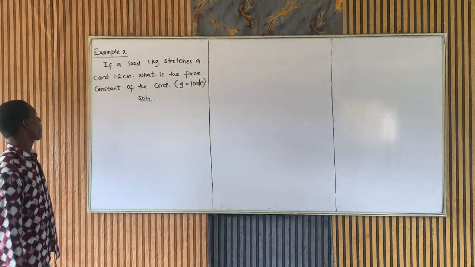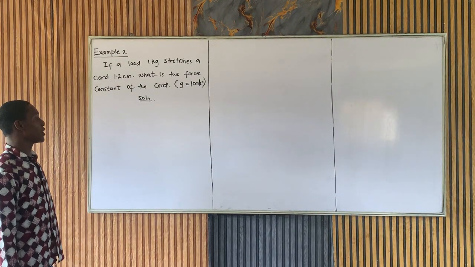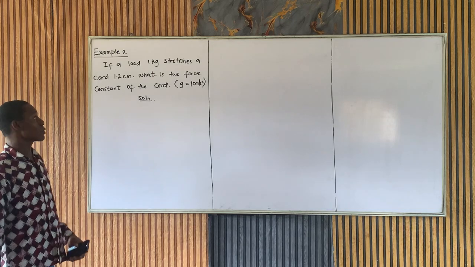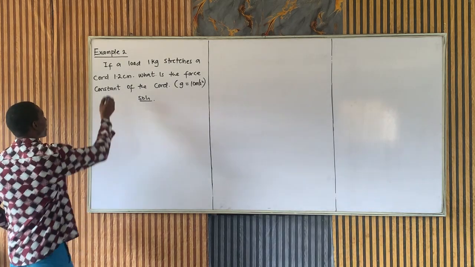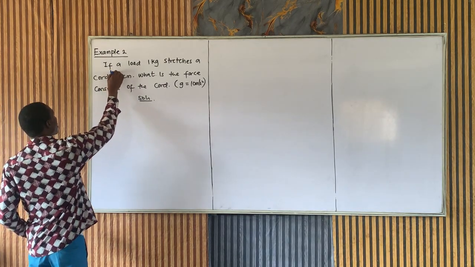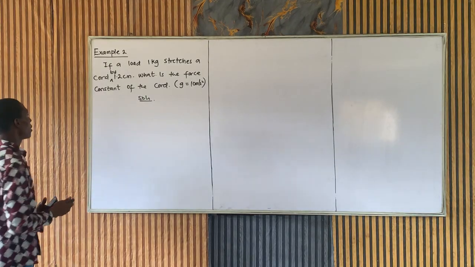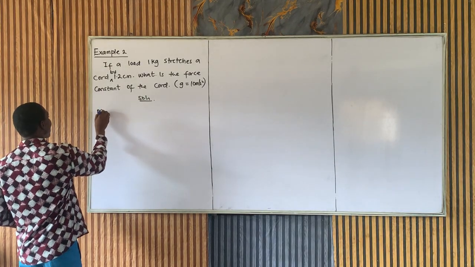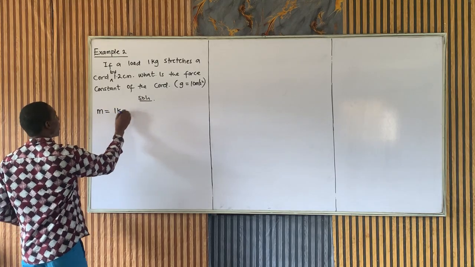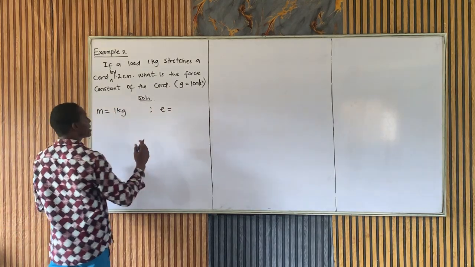Example 2. If a load of 1 kg stretches a cord by 1.2 cm, what is the force constant of the cord? Already for this question, we are given just the mass, 1 kg, and we are given the extension, but it stretches it by.